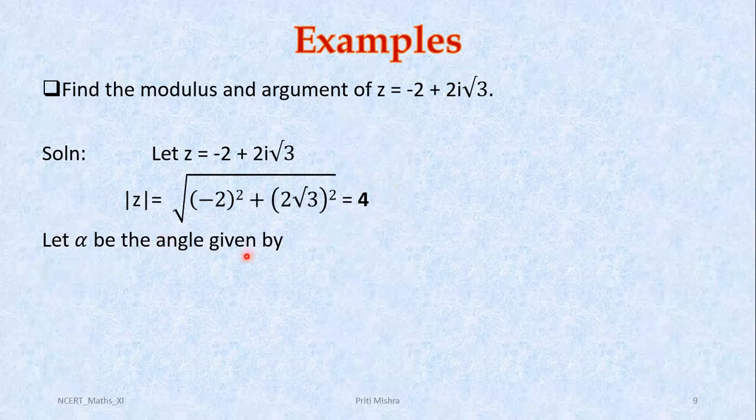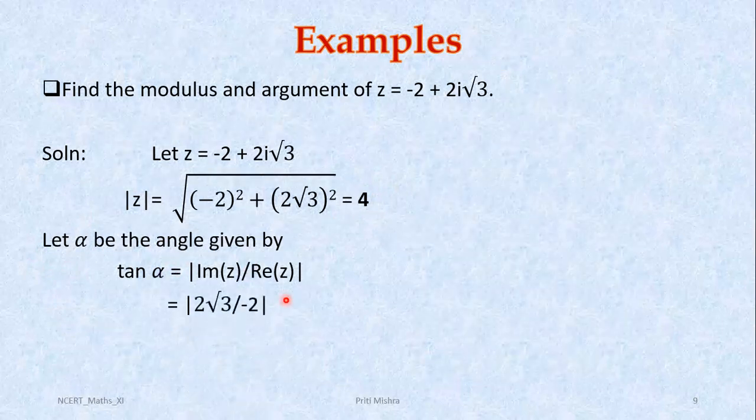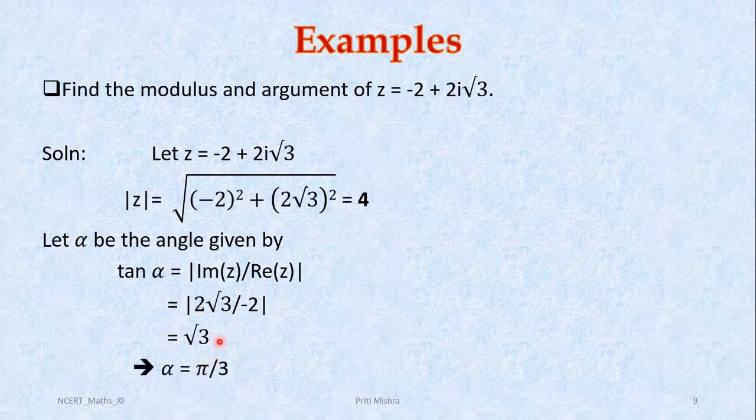Now let alpha be the angle. Then, as I have explained, how we can calculate alpha: tan alpha is equal to the modulus of the imaginary part of z upon the real part of z. So imaginary part you are having 2 root 3 and real part you are having -2. So just by doing this calculation, we are having modulus of -√3, and modulus means we need to take only the positive value, so it will be √3. Now we need to check at which angle the value of tan is equal to √3. So it is at the angle pi by 3. So the value of alpha we are having is pi by 3.